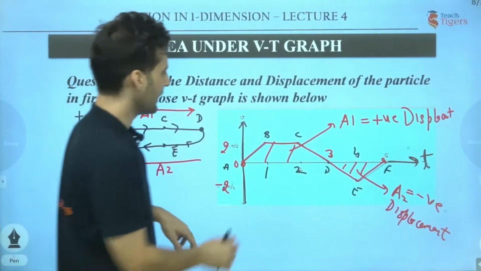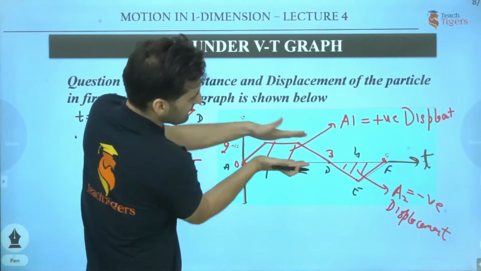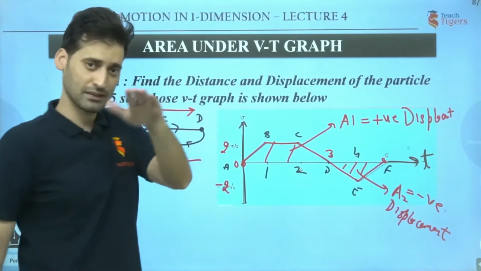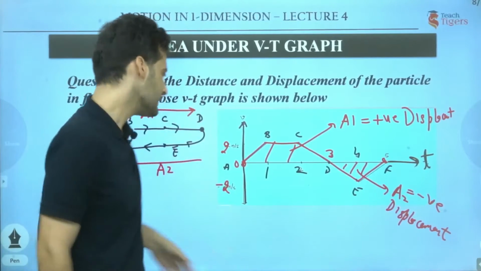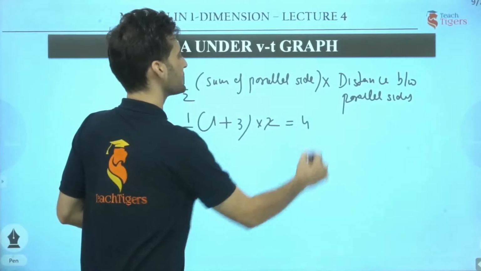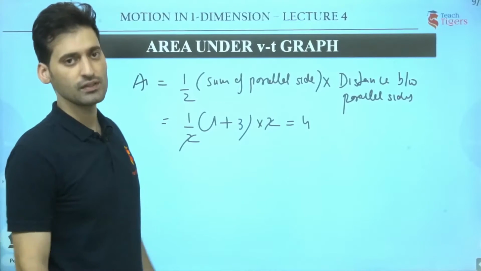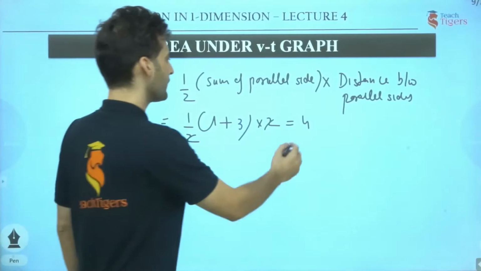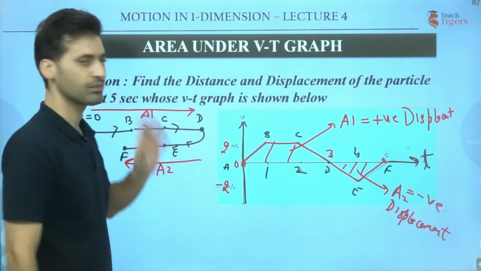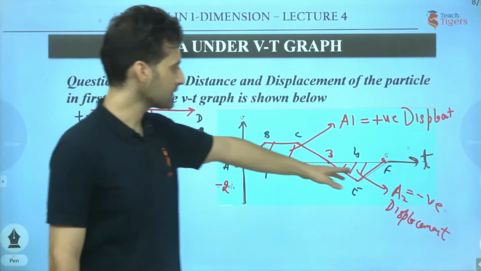It's easier. And what is the distance between the two parallel sides? See, this distance is 0 to 2, that means 2 meters per second. I will take the numerical value only. So it is half of 1 plus 3, into 2. So you see what is the area? This came out to be 4. So plus 4 I will take it. That means the displacement from A to D was 4 meters. Similarly, calculate the area for A2.